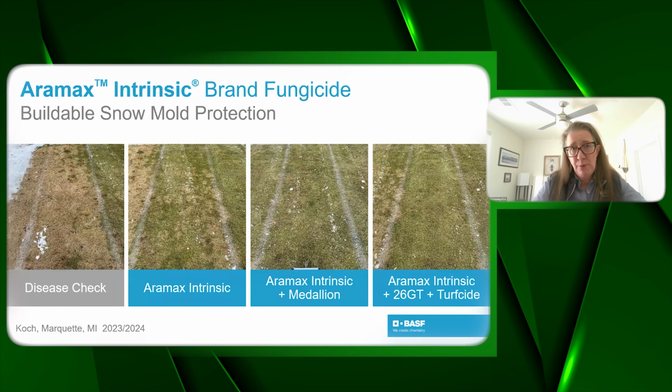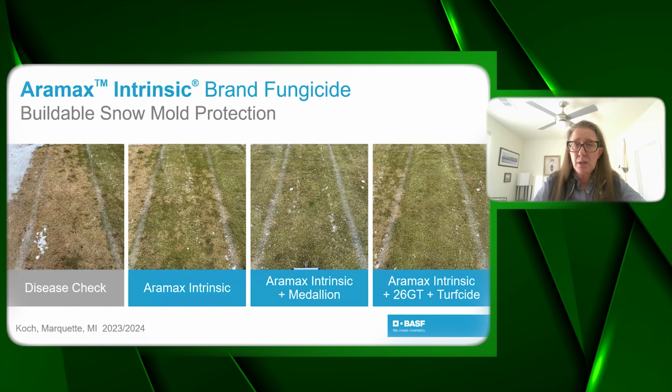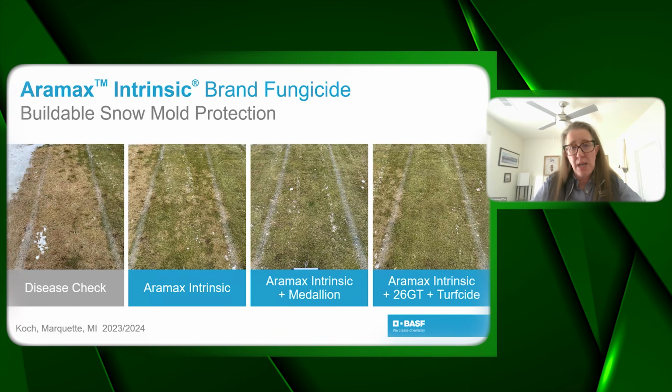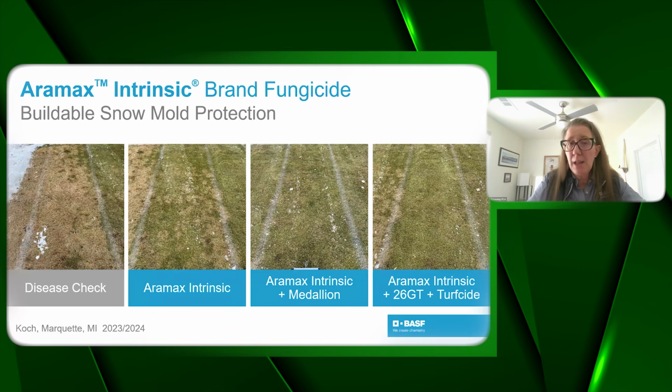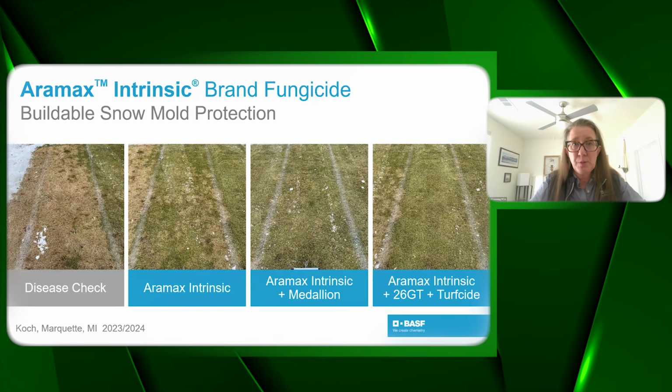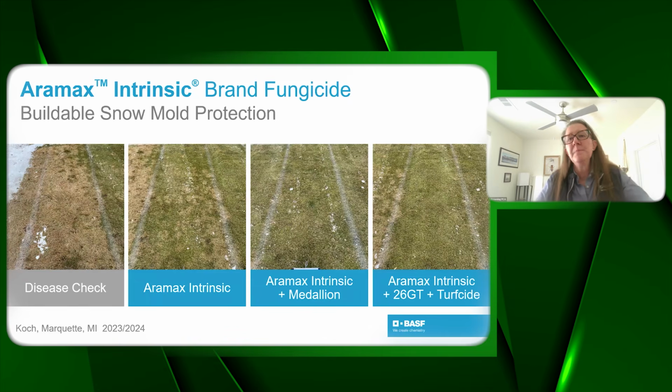If you have moderate pressure, you put down Aramax and you tank mix one thing. You can use 26 GT, you can use Medallion, you have a list of things you can choose from. I like PCNB, but I work where it's pretty wintry, or it has been in the past. Some people don't want to use that product.